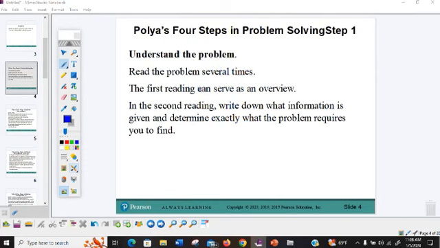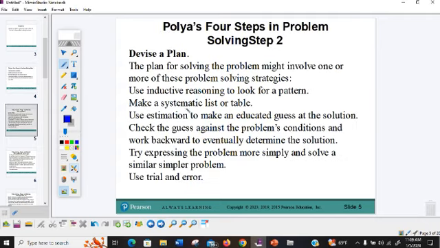So you want to read it several times. Let the first time be kind of an overview, and then go back a second time and write down what you're given. And also determine what they want you to find. That's real important. What are you looking for? So what do you have? What are you looking for?